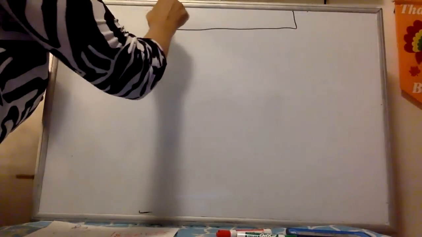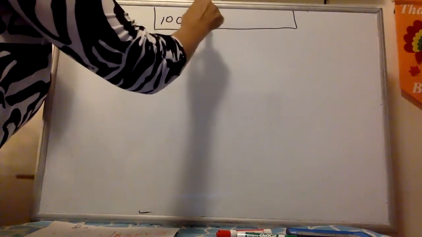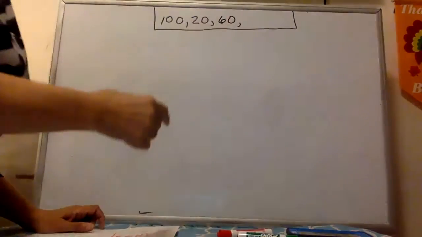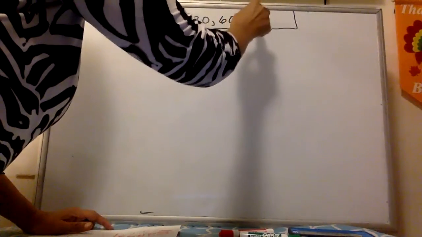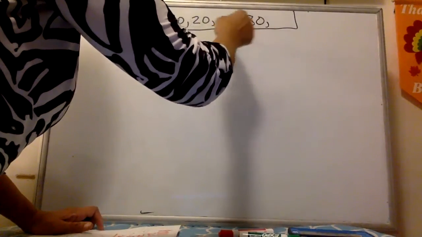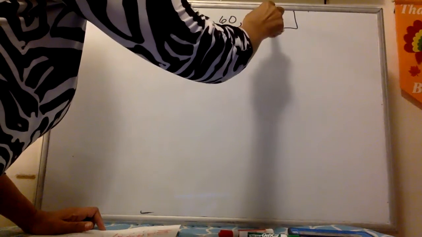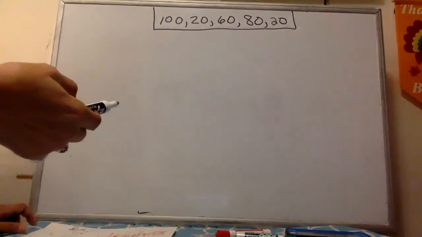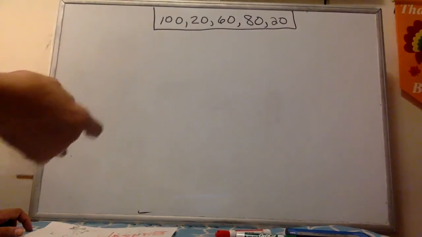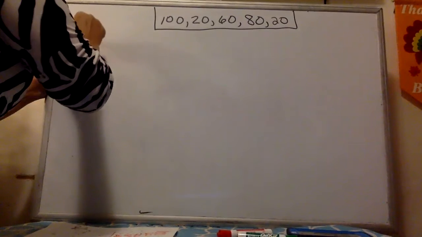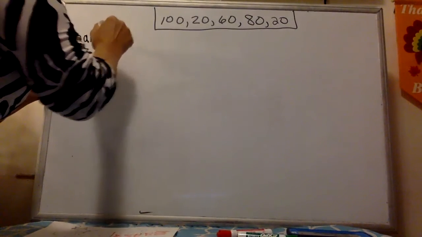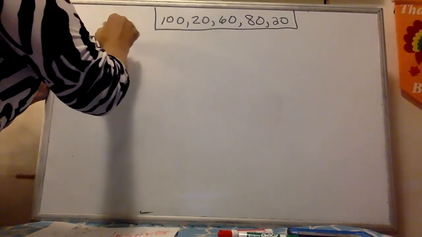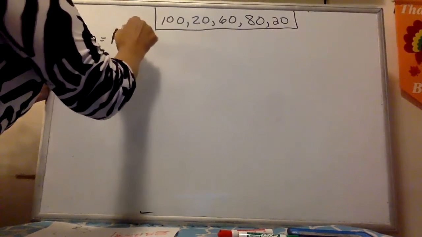Take, for instance, the numbers 100, 20, 60, 80, 20. And you were asked to find the mean. Well, the mean is simply what we call the arithmetic average, because you do basic arithmetic.